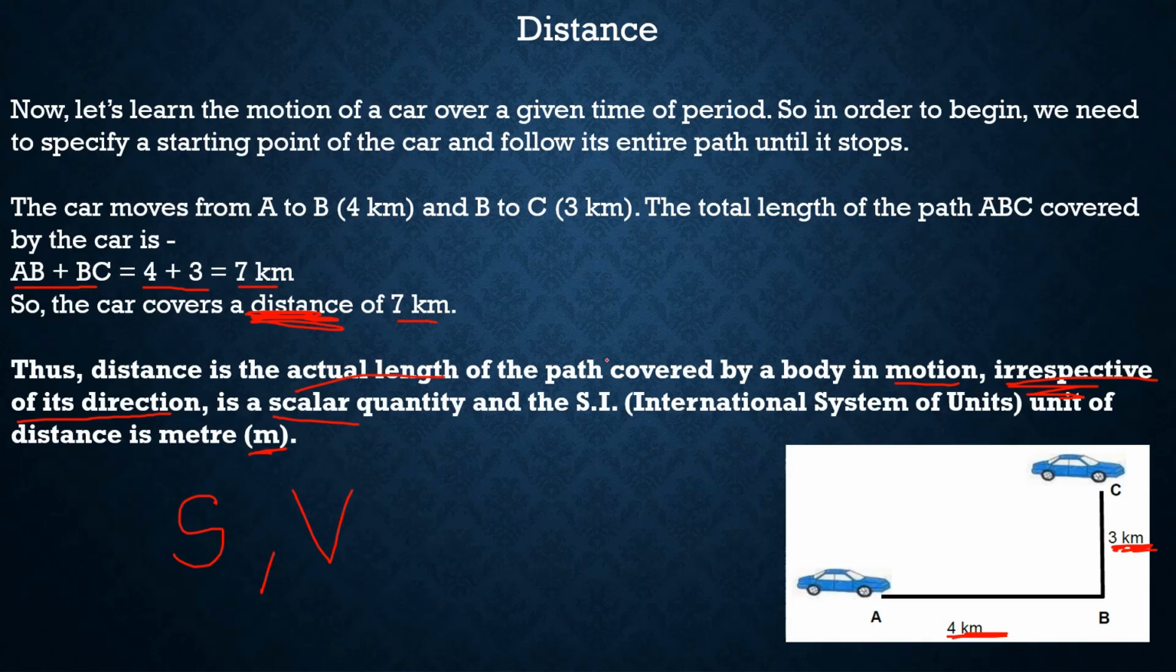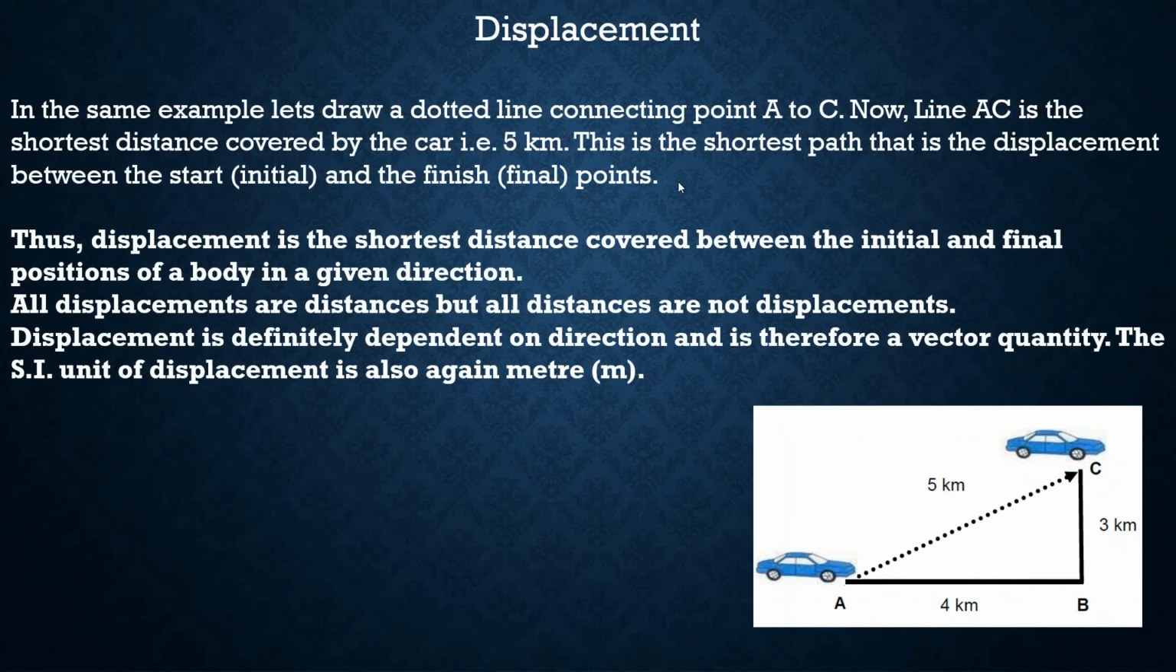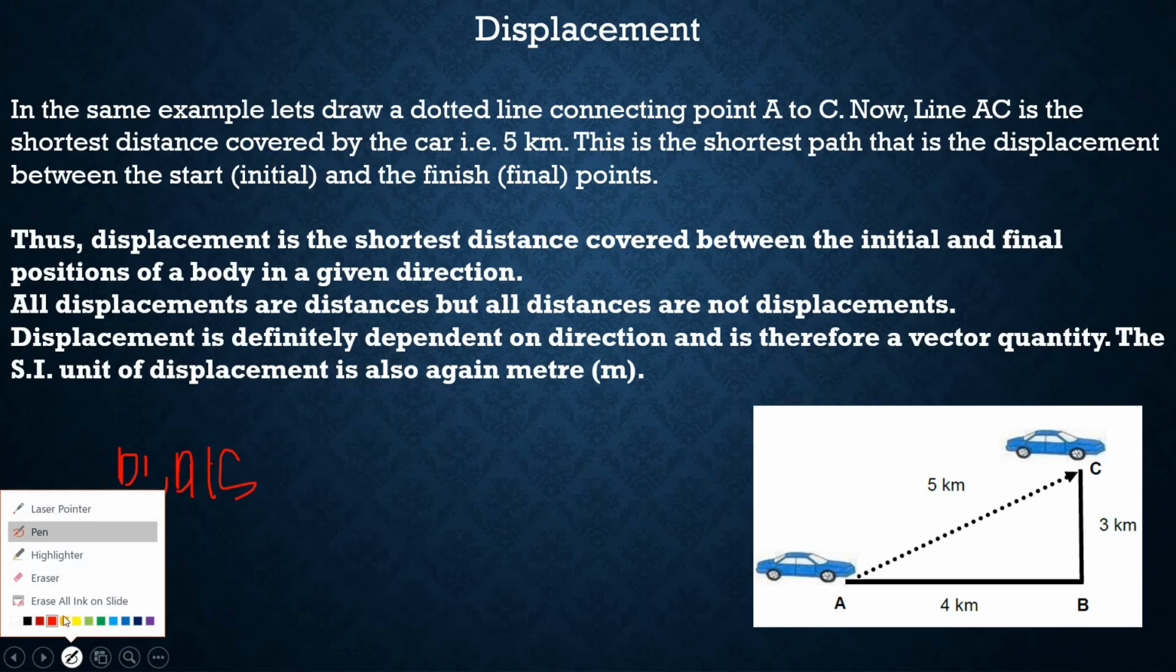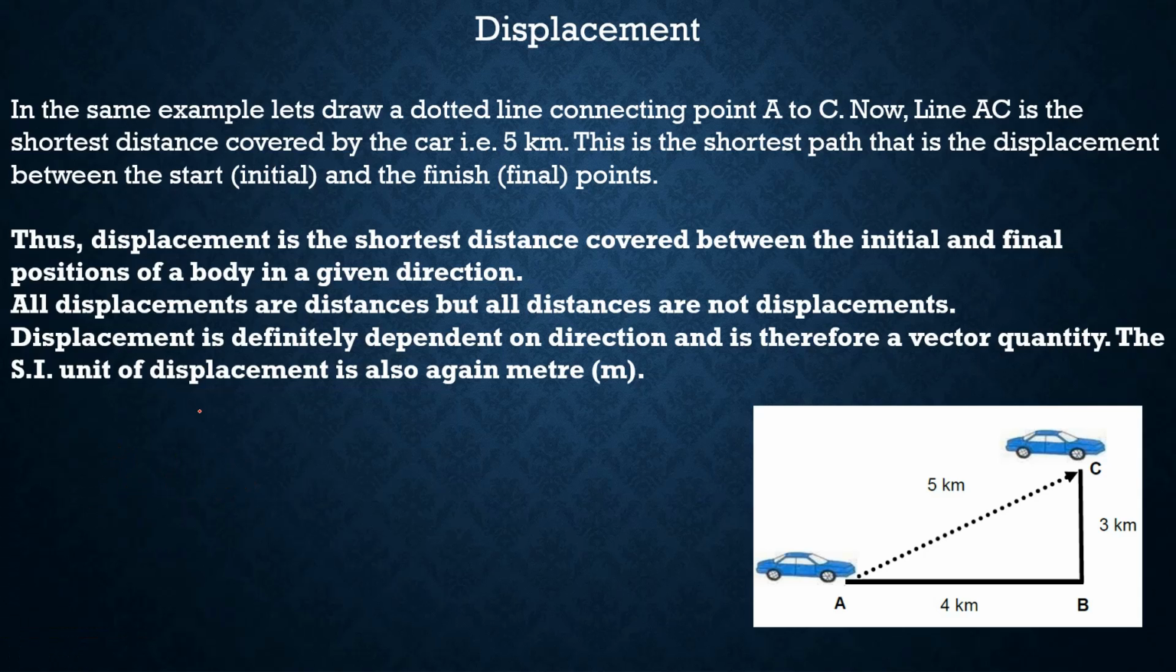So smaller version is meter and the bigger version is kilometer. Now let's move to the next topic and see what is displacement. One more thing, guys, distance and displacement are both interconnected, but there is some difference. So now we're going to see the same image, but there's some difference. What is this dotted line over here? So in the same example, we're going to draw a dotted line connecting A and C.